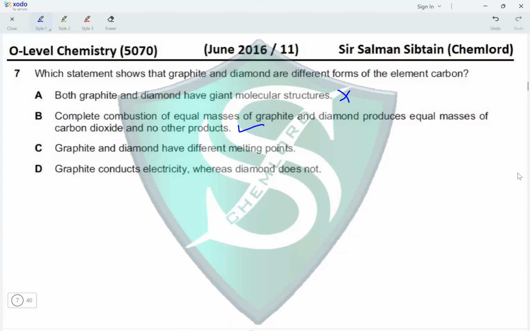Graphite and diamond have different melting points. This is true, but does not explain why they are both made of carbon. Graphite conducts electricity, yes, whereas diamond does not. Again, these are properties of graphite and diamond, not their composition. Therefore, the correct option for this question is option B.